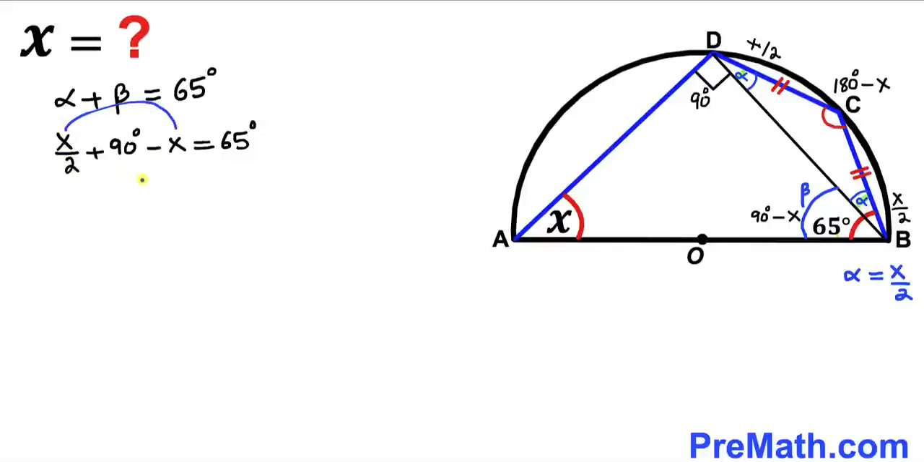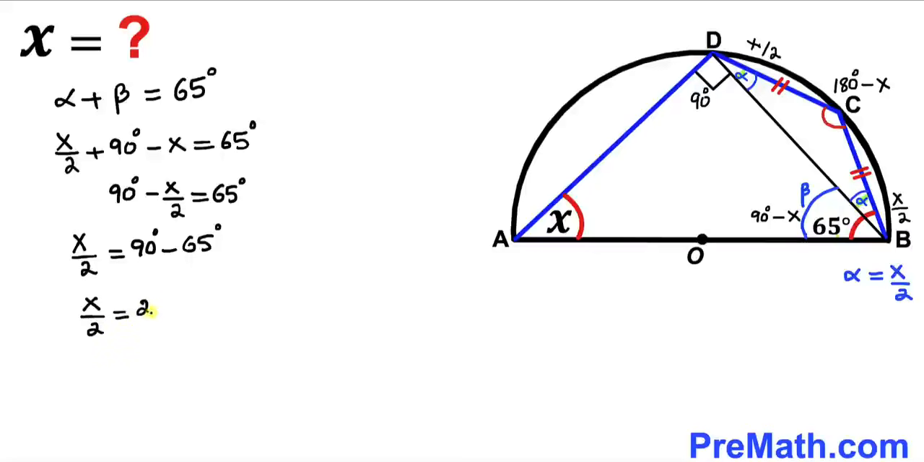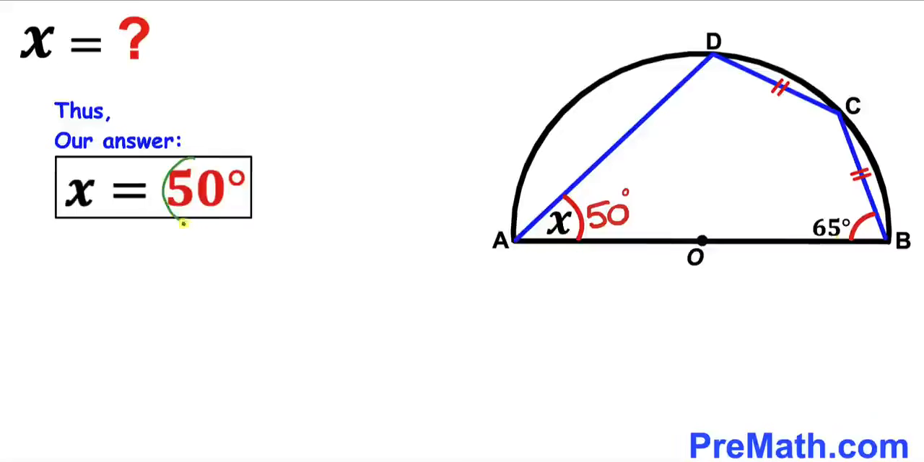x divided by 2 minus x is going to give us negative x divided by 2. And now I'm going to move this x divided by 2 to the right hand side, and at the very same time I'm going to move this 65 degrees in the opposite direction. So therefore, I can write x divided by 2 equals 90 degrees minus 65 degrees. And we know 90 degrees minus 65 degrees is simply 25 degrees. So therefore, x divided by 2 turns out to be 25 degrees. And now I'm going to tweak the right hand side. I can make it a fraction by just putting 1 underneath. And now we are going to cross multiply. So therefore, our angle x value turns out to be 50 degrees.